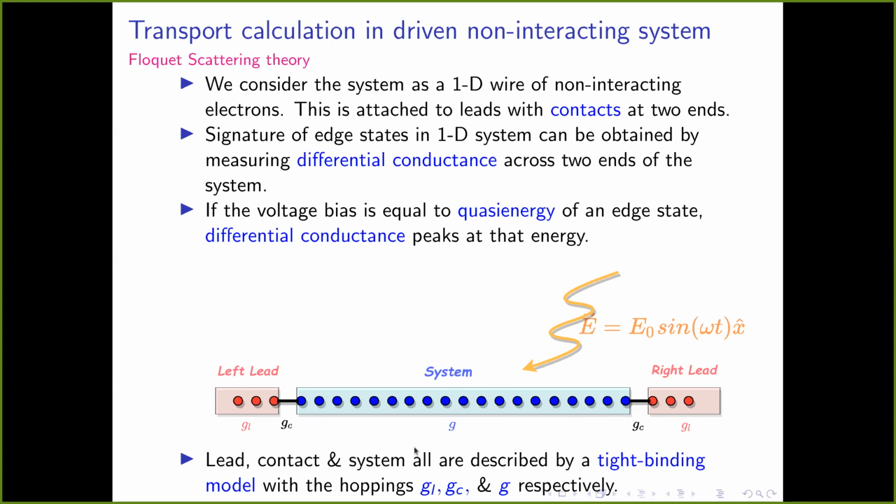and they are connected by this contact hopping GC. The signature of edge states can be obtained by measuring the differential conductance across the two ends of the system. So the idea is that if the left lead and right lead have an infinitesimal bias voltage between them, but that bias voltage is equal to the quasi-energy of the edge state, then the differential conductance will have a peak at that energy.